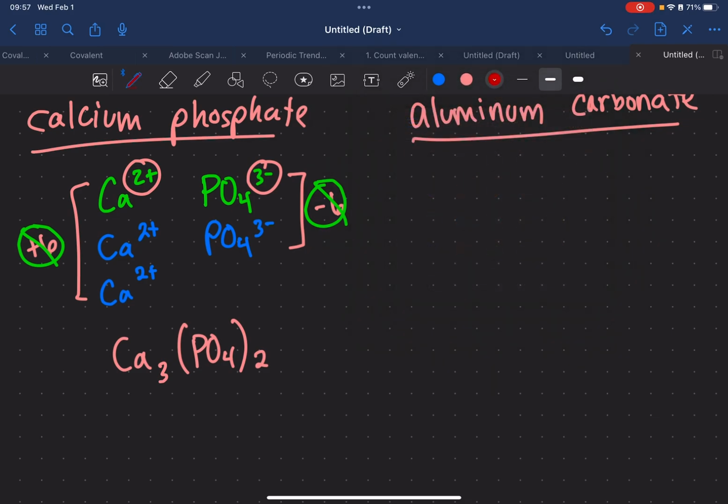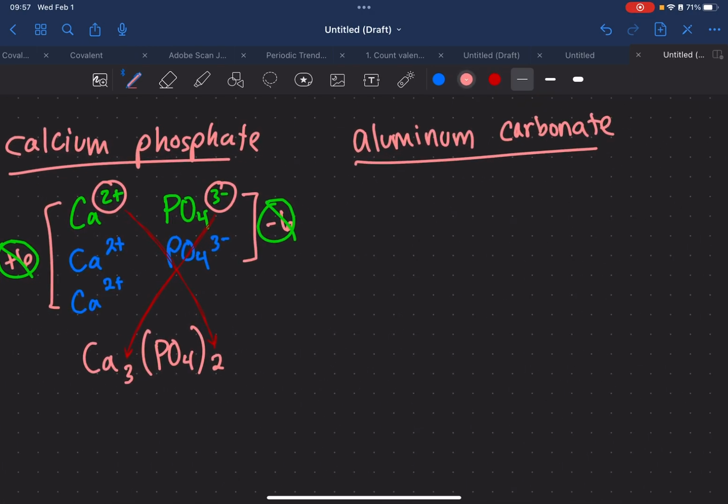Remember, we could have also used the crisscross method here. Crisscross method is a super easy way to do these, right? But totally valid way also. The charge on one ion becomes the subscript of the other ion. Anytime you're a little bit unsure of how to make the charges balance each other out, just remember that crisscross method, right? And that'll work for you every time.